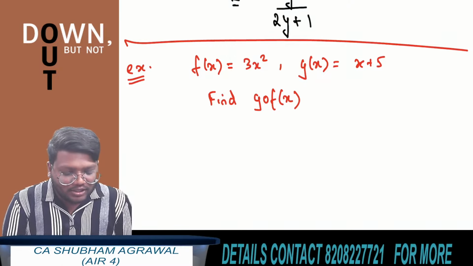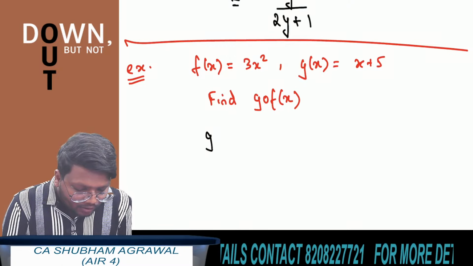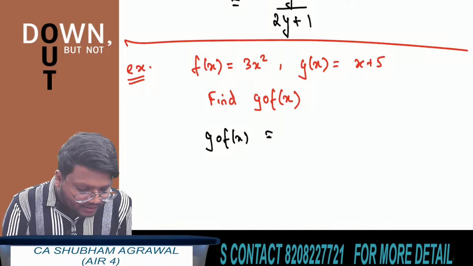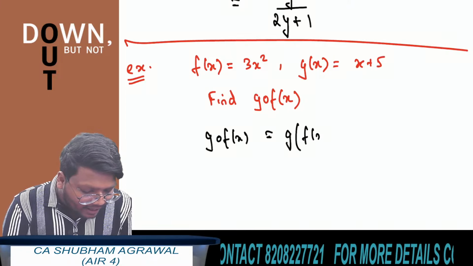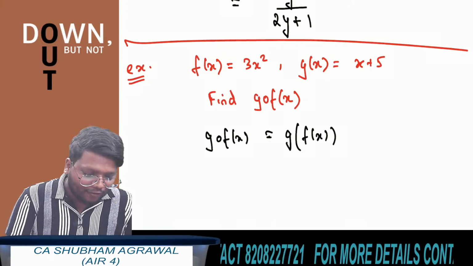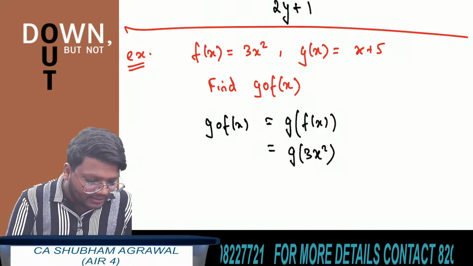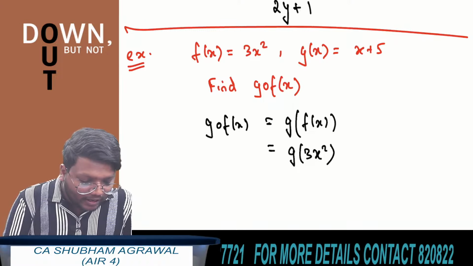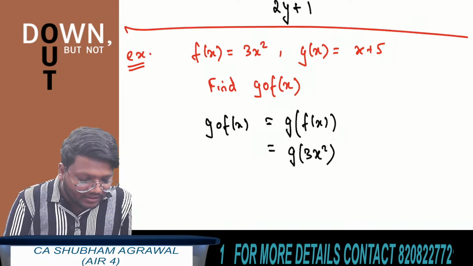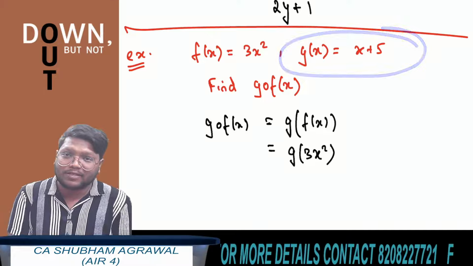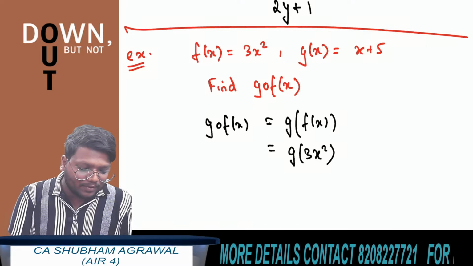So how to find now g of f of x? See, you can write this thing as g and in brackets f of x. F of x is given in question, which is 3x square. So g of 3x square. We already know that g of x is what? G of x is x plus 5.